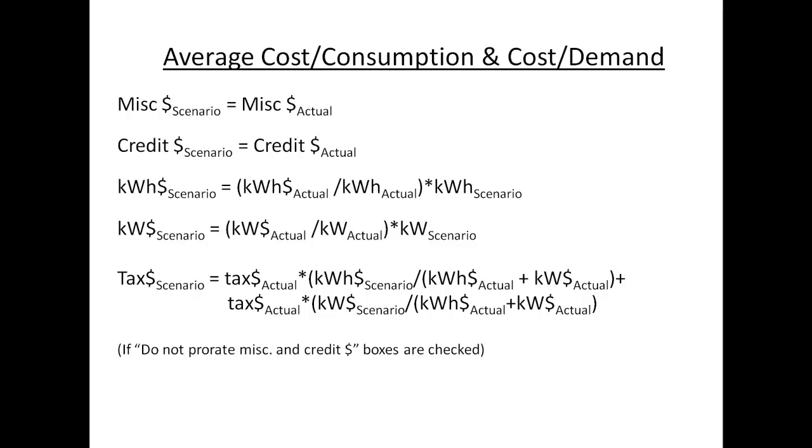If you don't have the miscellaneous and credit boxes checked to not have them proportionally adjust, they're going to use basically the same equation as the tax, and they're calculated the same way. If you're going to calculate this manually, you have to calculate your kilowatt hour dollars and your kilowatt dollars first, and then you'll be able to calculate your tax, and assuming that you're prorating your credit and miscellaneous as well.